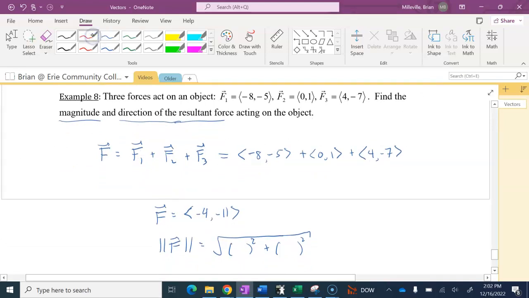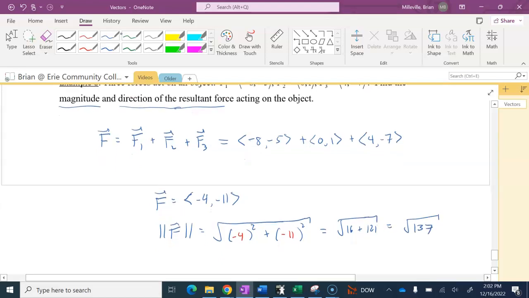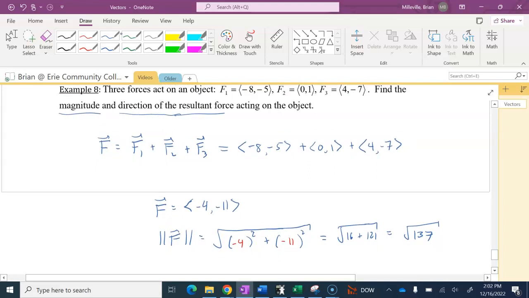Let's compute its magnitude. We're going to square the x component, square the y component, and then add them together. We'll get the square root of 16 plus 121, for a total of the square root of 137. Again, I'm just going to leave it in terms of that square root. We could compute that with a calculator, of course. All right, so that's the magnitude part. We've done half of the problem. Now we want to know what the direction of the resultant force is.